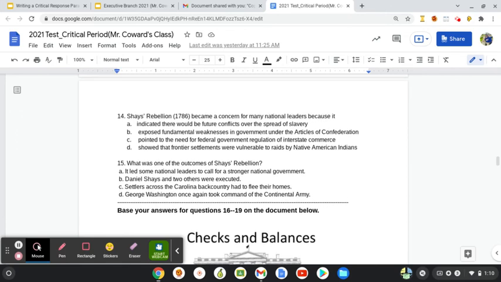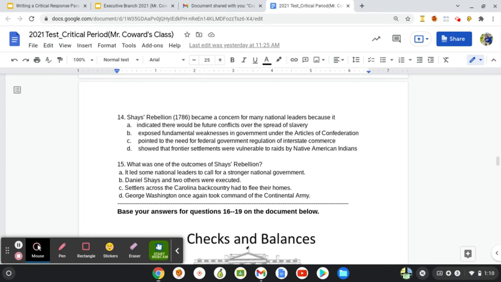Number 15. What was one of the outcomes of Shays' Rebellion? It led some national leaders to call for a stronger national government. Daniel Shays and two others were executed. Settlers across the Carolina backcountry had to flee their homes, or George Washington once again took command of the Continental Army. So what happened after Shays' Rebellion?